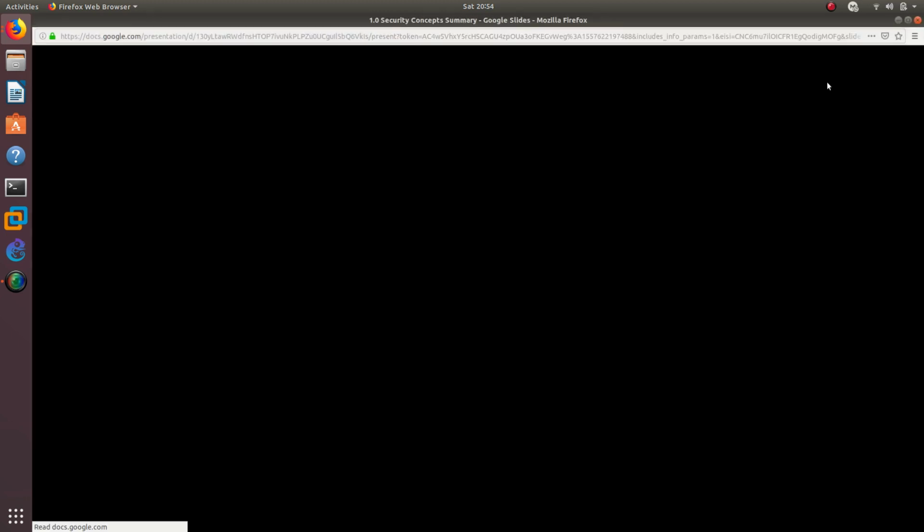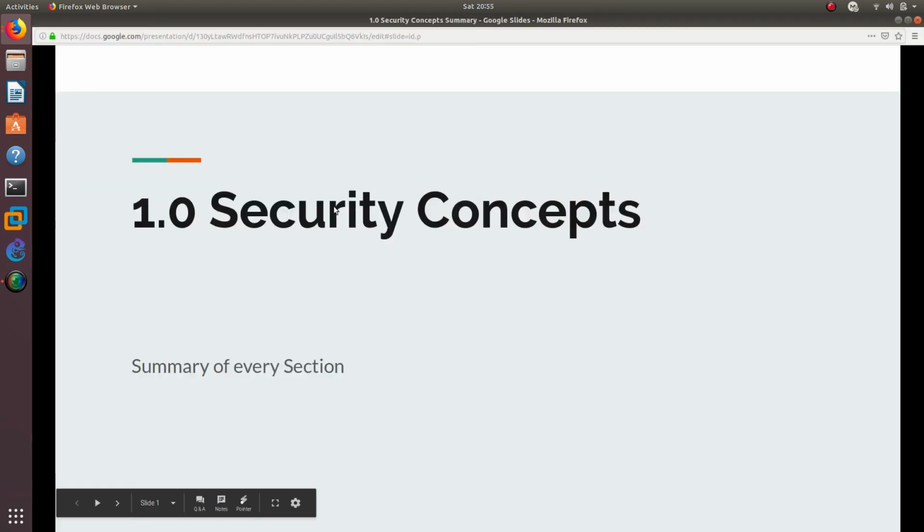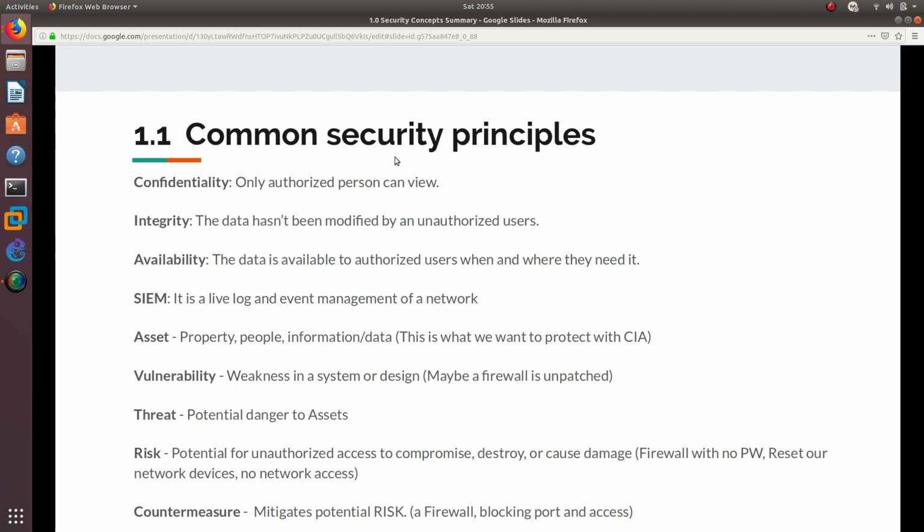I have a nice PowerPoint. I don't know how nice it is. So here we go, 1.0 security concepts, and it is a summary of every section that I have talked about in the past. We went over the common security principles, and this is really important that you need to know.